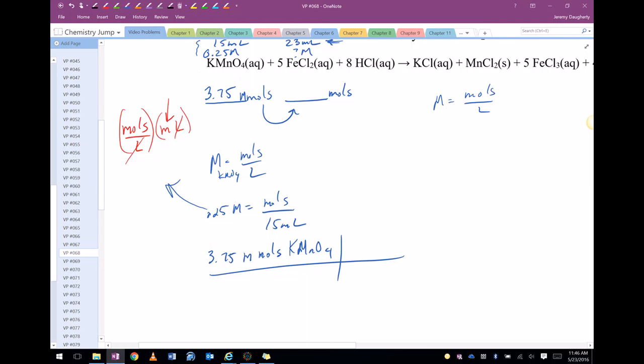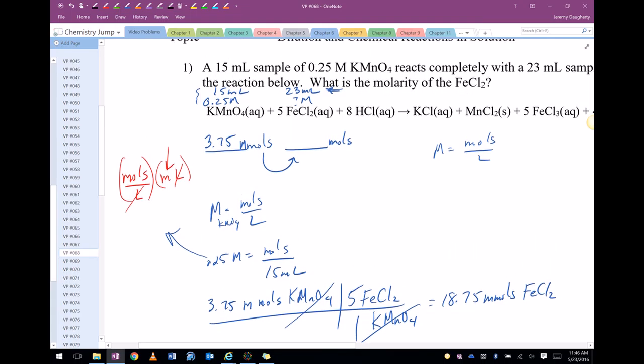Convert that to FeCl2 and get rid of potassium permanganate. So it's going to be 5 FeCl2s for every one of those. So I'm going to multiply that value times 5, and I'm going to get 18.75, and that's still millimoles of FeCl2. So now I have the millimoles.